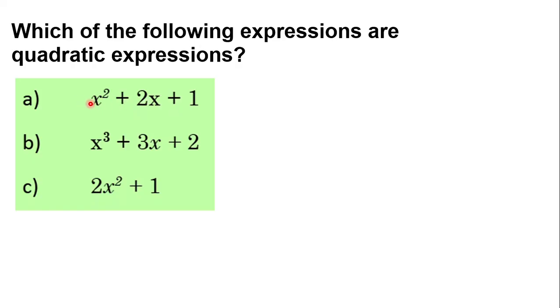Let's look at the first one. The first one is x squared plus 2x plus 1. In this case, the highest power is a 2, and a is equal to 1, b is positive 2, and c is positive 1. So as long as the highest power to which x is raised is 2, then this must qualify as a quadratic expression. So the first one is a quadratic expression.